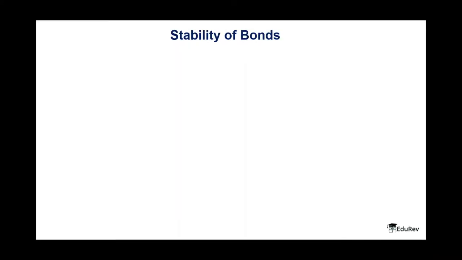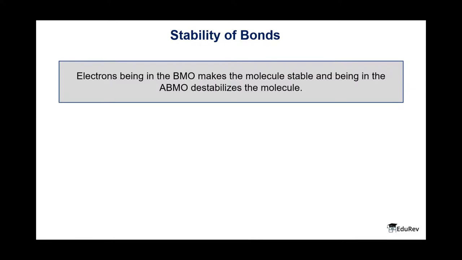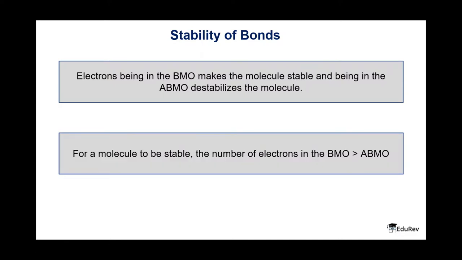If we talk about the stability of bonds, electrons being in bonding molecular orbitals makes a molecule much more stable in comparison to when the electrons are present in anti-bonding molecular orbitals. While filling, we have seen that we do fill electrons in anti-bonding. We have been filling electrons into the sigma star and pi star, right? So for a molecule to be stable, the number of electrons in bonding molecular orbitals must be higher than in the anti-bonding molecular orbitals, okay?